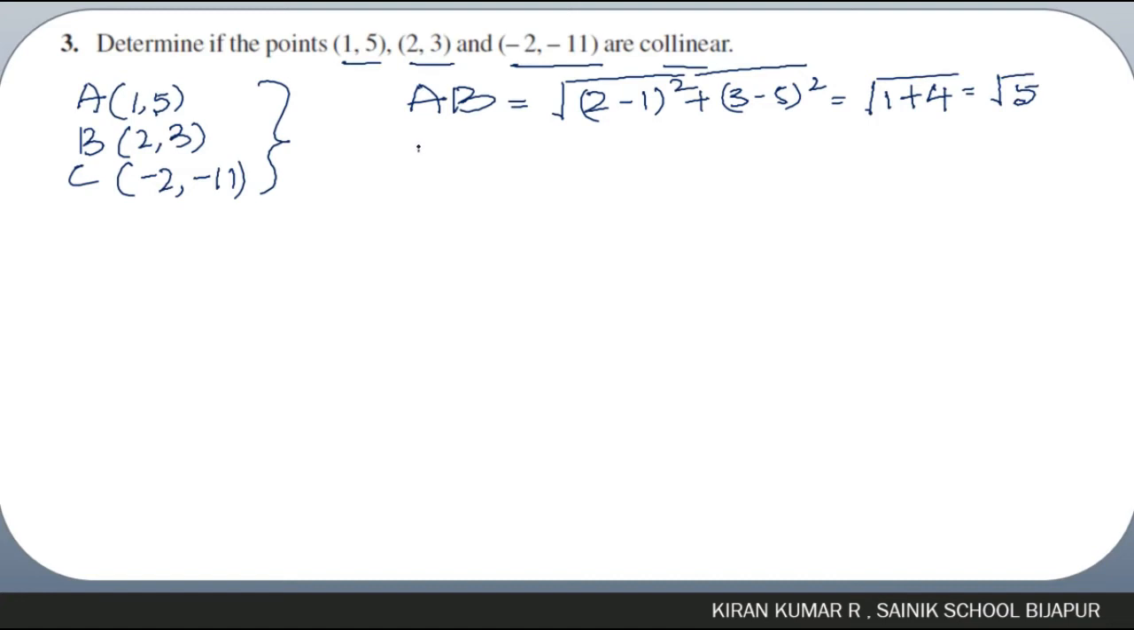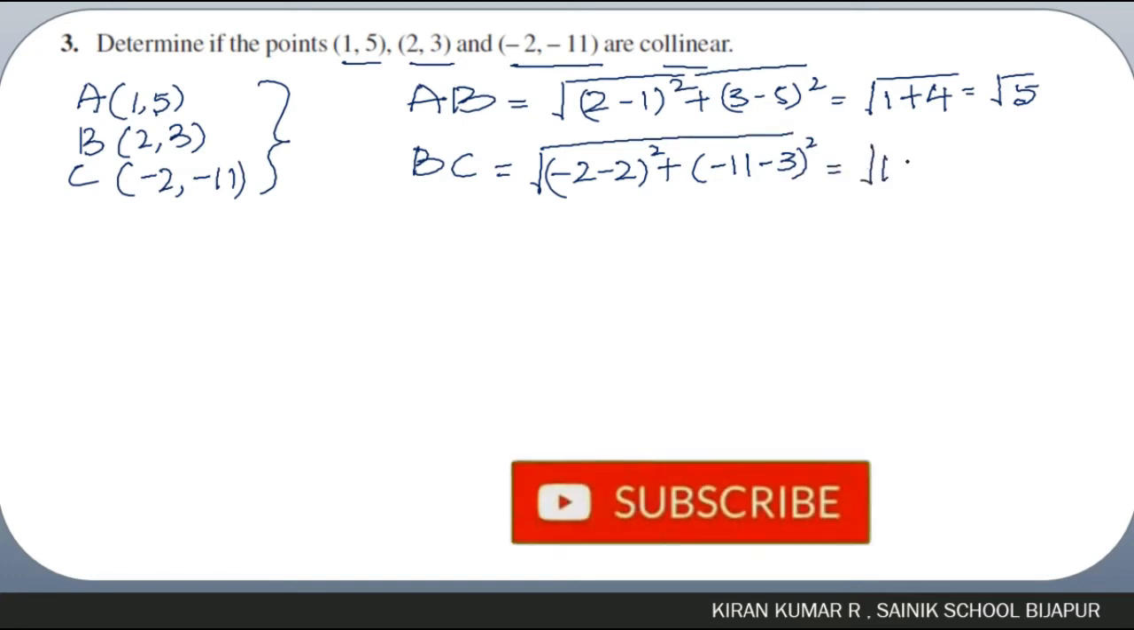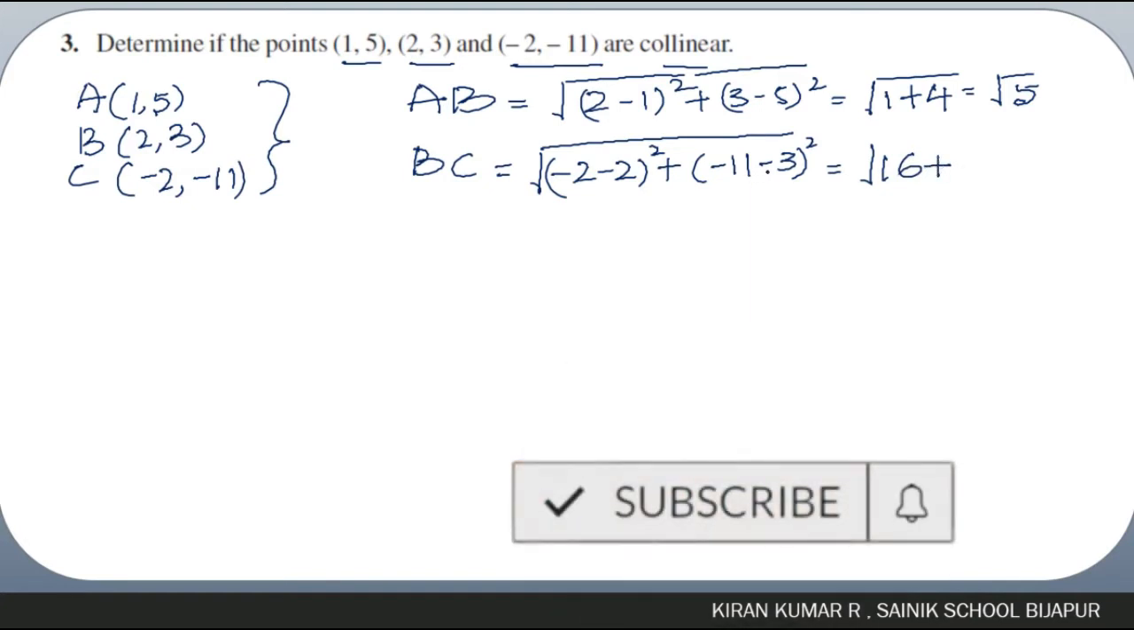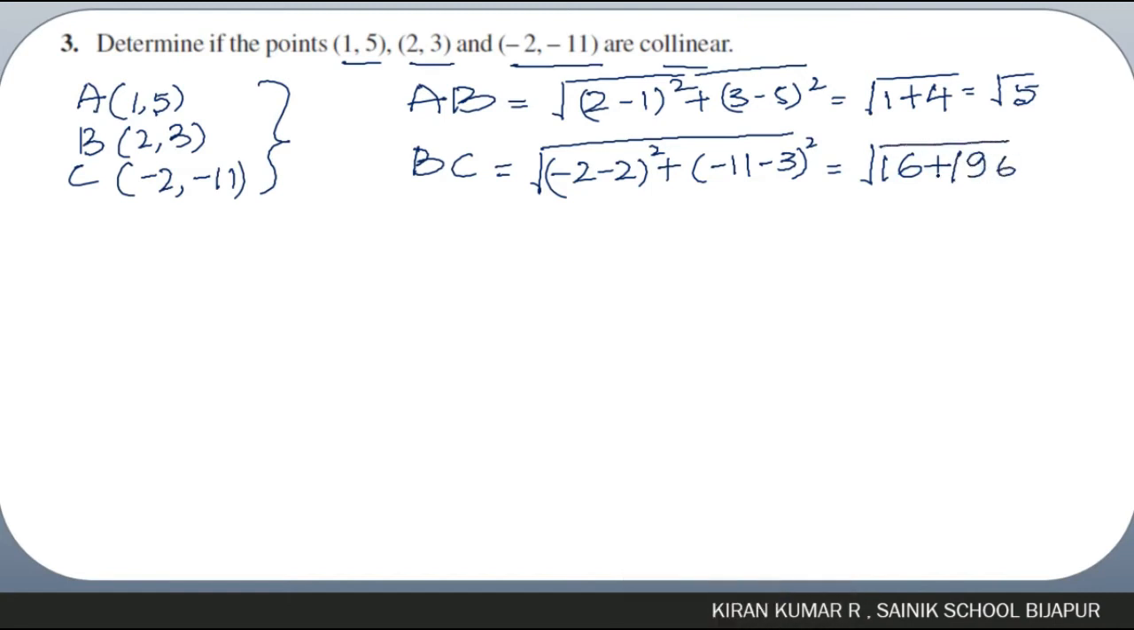Let's find out the length of BC. The length of BC will be under root of (negative 2 minus 2) whole square plus (negative 11 minus 3) whole square. Minus 2 minus 2 will become minus 4. So when you square it, we get 16 plus this will be negative 14. On squaring, we get 196. We get it as a root of 212.